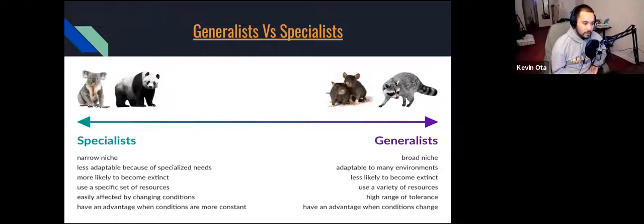On the other side of the spectrum, we have things called generalists, and generalists have a very broad niche. They're able to adapt to many different environments. They won't be as likely to go extinct because they can use many different types of resources. They have a higher range of tolerance, and they will be able to survive if the environment changes very quickly.